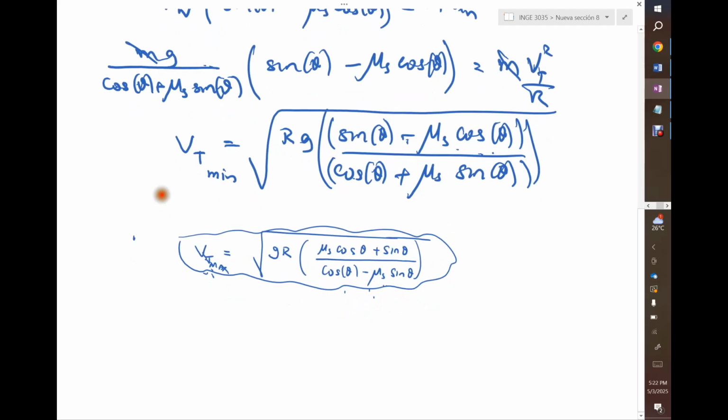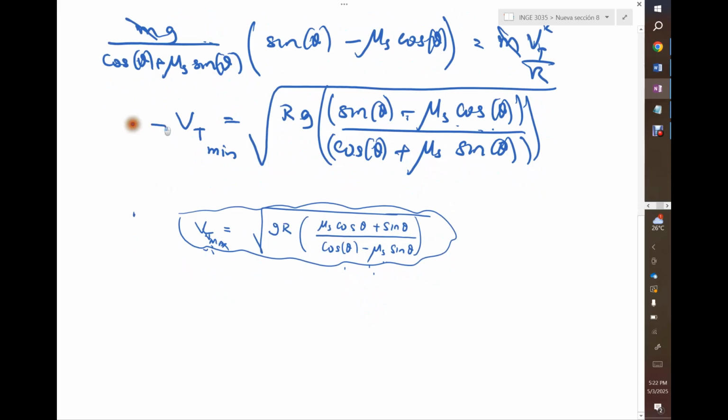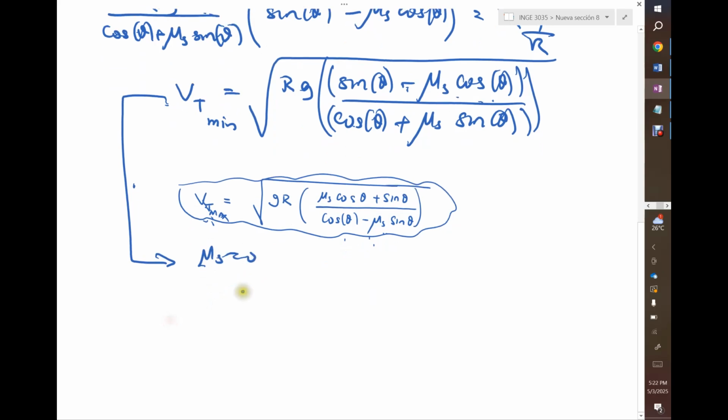Now, when you compare, this guy is the one that we are working on right now. If you say that mu s is equal to 0, then vt minimum ends up being, when mu s is 0, this is gone, this is gone, sine over cosine. So we end up having the same rg times the tangent of theta. So whether it's minimum or maximum, they're the same for that particular case, mu s equal 0.